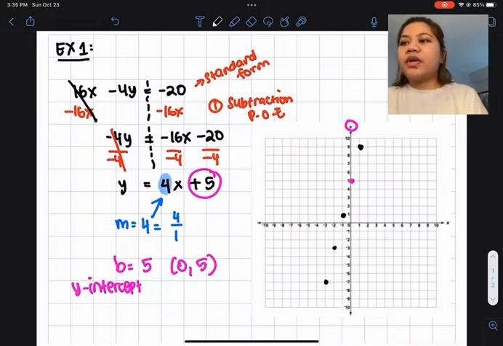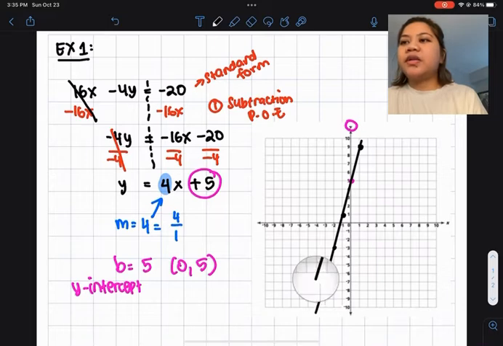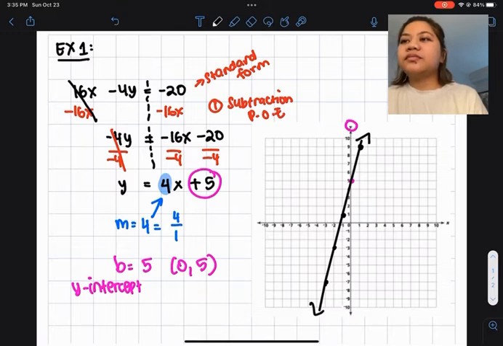I'm gonna connect the points using a ruler, or in this case I'm using my iPad and Apple Pencil. It's okay if it's not perfect. So I'm going to put arrows up there and down there. Now, is this a function? Oh, I'm gonna label it, sorry. y equals 4x plus 5.